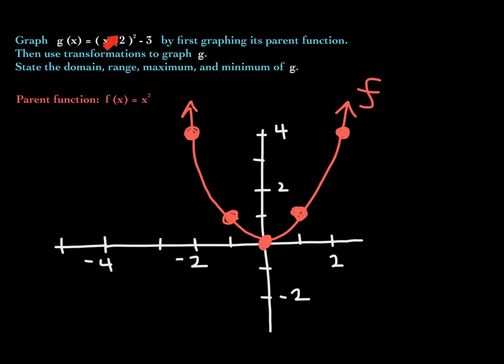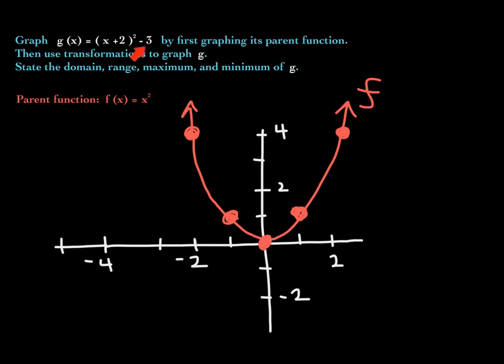Now this plus 2 here moves your parabola to the left 2 units. It's a type of horizontal translation. I know it's a horizontal translation because, listen carefully, this plus 2 is written within this squared expression. It's part of what is being squared. It's inside of the parentheses. That's what makes this plus 2 a horizontal translation.